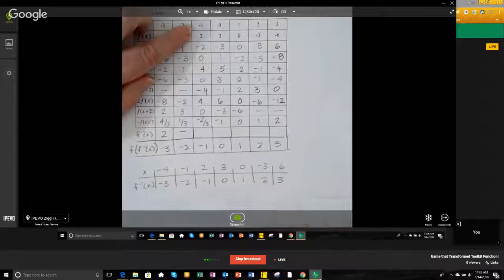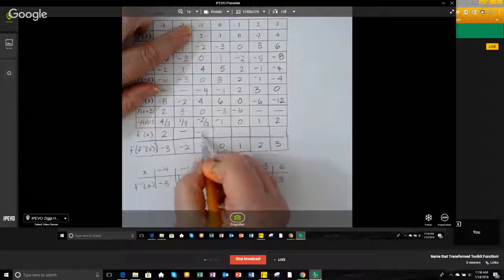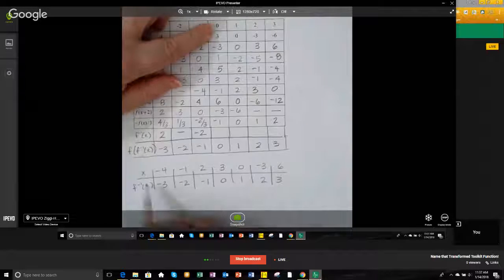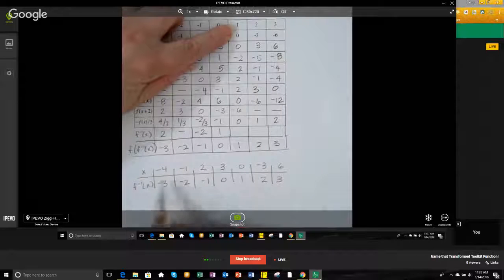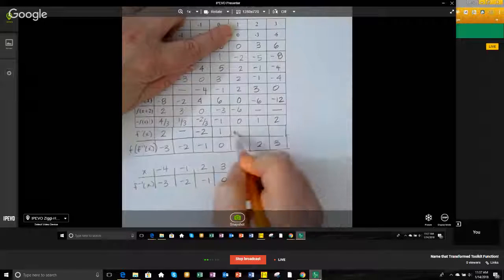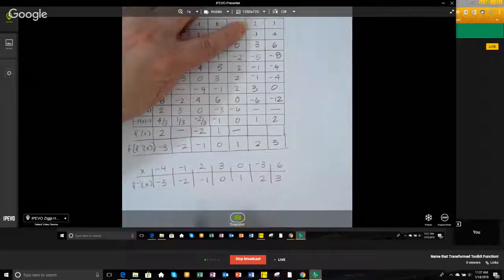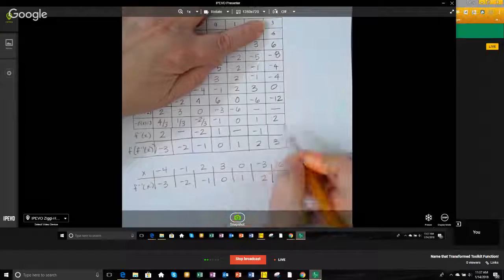What about x is -1? Well, I do have a -1 and the y is -2, so I'm going to put a -2 here. And 0, look at that, I have 1, so we'll put a 1. F of 1, I don't have a 1 here, so that's going to be a dash. F of 2, do I have a 2? I do, which is -1. And then 3, I do, which is a 0.